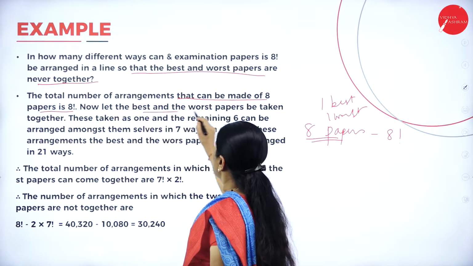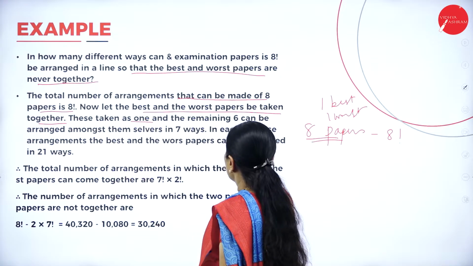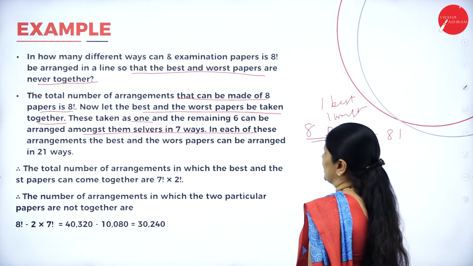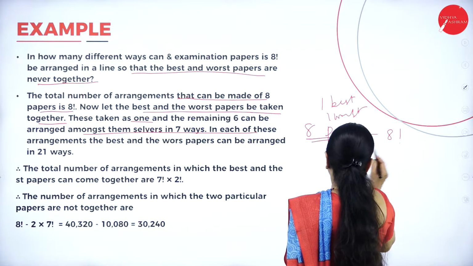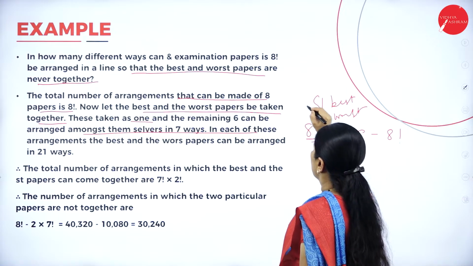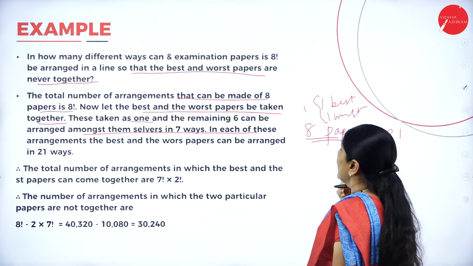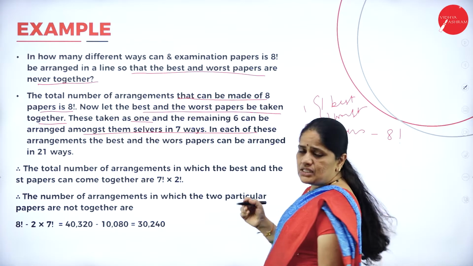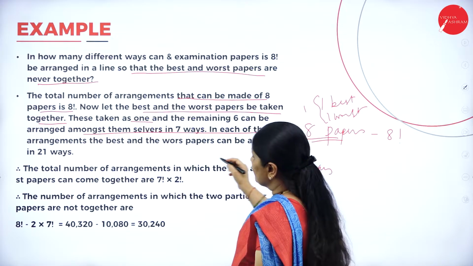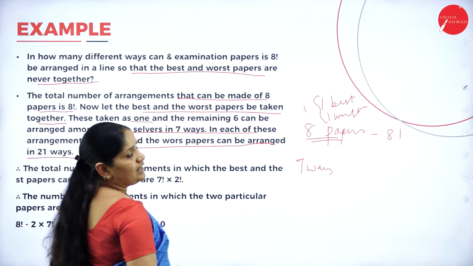Now let the best and the worst papers be taken together. These are taken as 1, and the remaining 6 can be arranged among themselves in 7 ways. So if I consider the best and worst as one, then 8 minus 1 will be 7, and the rest of the 6 papers can be arranged in 7 ways. So in each of these arrangements, the best and the worst papers can be arranged in 2 ways.